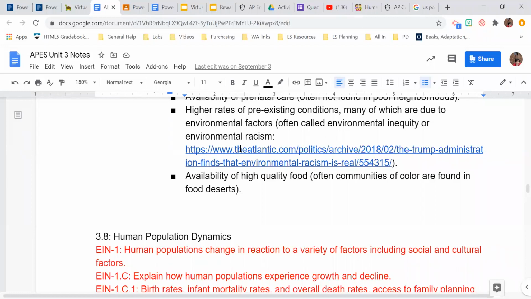And then availability of high quality food. Often communities of color are found in areas called food deserts, where they don't have access to a good grocery store with fresh fruits and vegetables. Also, eating healthy is more expensive than eating like McDonald's. So there's that aspect too. Now there is another aspect of this in the US.